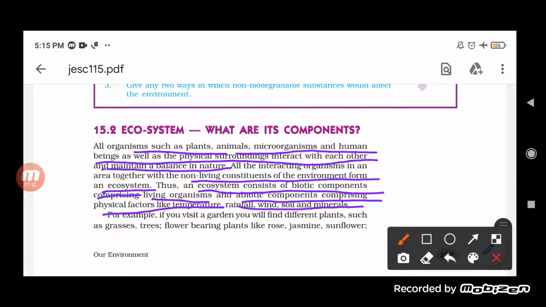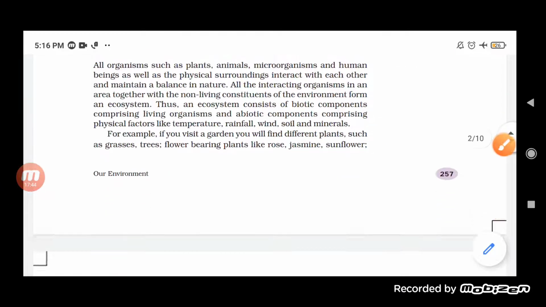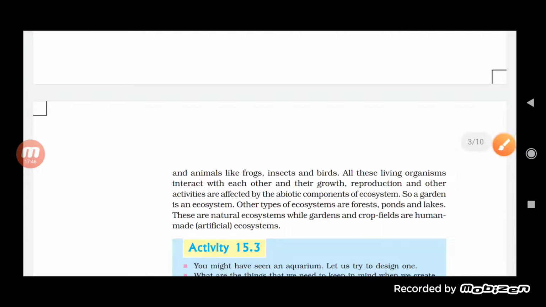Suppose you visit a garden, what will you find? We will find different plants. These plants include grasses, trees, flowers like rose, jasmine, sunflower, and also it will include animals like frogs, insects, birds. Now all these living organisms interact with each other, and they help in growth, in reproduction, as well as in the activities performed by the abiotic component.